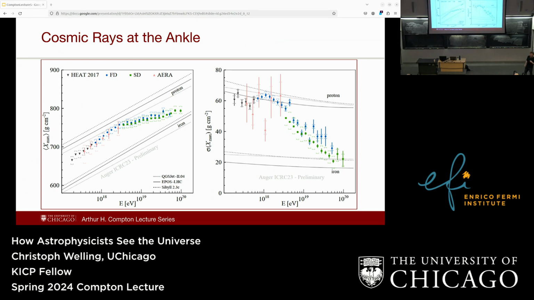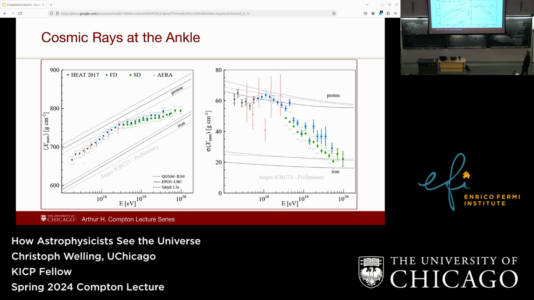Now, if you go to even higher energies, so this is with Auger again, you can see the same thing. So this is showing, for different energies, how deep in the atmosphere your shower maximum is on the left, and on the right it shows you, depending on the energy, how much variation you have in where your shower maximum is. Because if you remember, your lighter composition will cause your maximum to be deeper in the atmosphere, and it's going to cause you more variety.